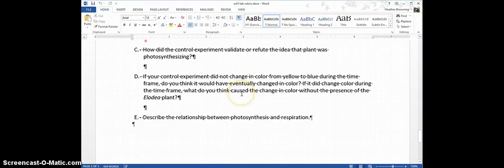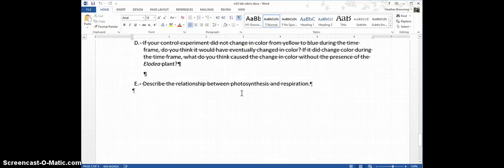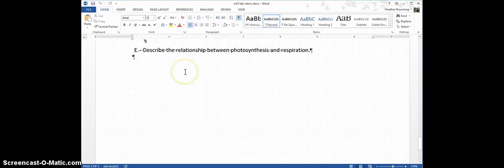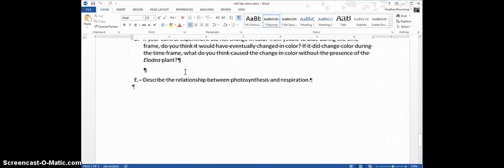If you're not sure, look at that lab manual again, and of course you can always Google. Describe the relationship between photosynthesis and respiration. This is where I definitely would probably be using a reference, if not just the lab manual, something else, okay?